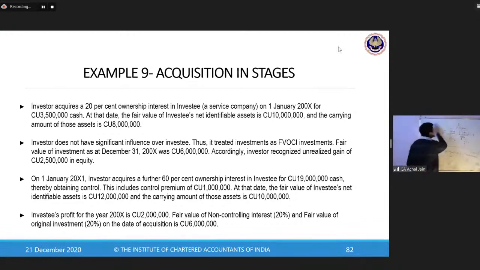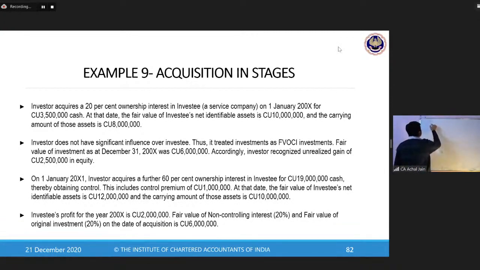So for my purposes, I'm just noting this acquisition on the board. If you want, you can also note this on your own. You can just continue with this example. You can just complete this example and start solving this example. Anjali, I'll come to your query.